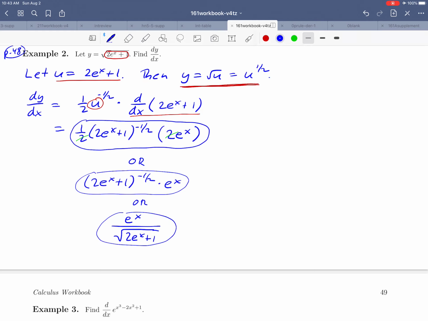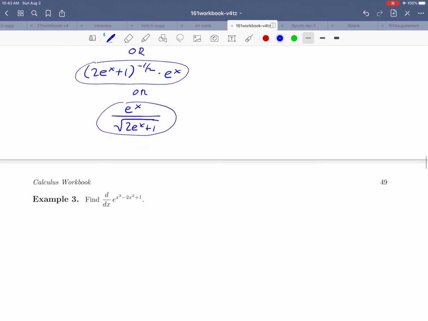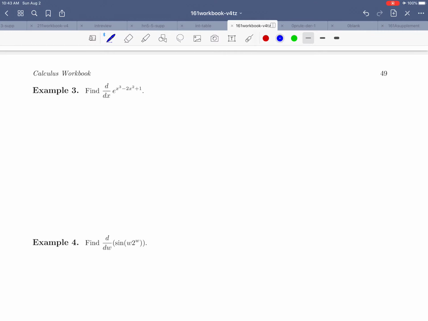Okay, let's move on to example 3, see if we can tackle that. Here they're asking us to take the derivative of e raised to the x cubed minus 2x squared plus 1 power. Again, that's a function within another function. The x cubed minus 2x squared plus 1 is inside of the exponential function. And so a natural choice for our u would be the exponent. So we'll start there. Let u be x cubed minus 2x squared plus 1.